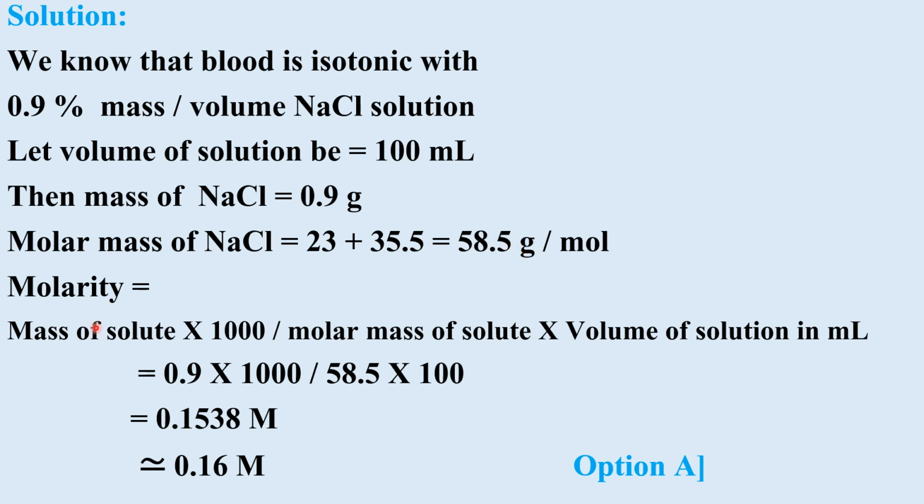Molarity is equal to mass of solute into 1000 divided by molar mass of solute into volume of solution in ml. Substitute the values. Mass of solute 0.9 gram into 1000 divided by molar mass of solute 58 gram per mole into volume of solution in ml, that is 100 ml. Calculate, it will be nearly 0.16 molar. Therefore option A is correct.